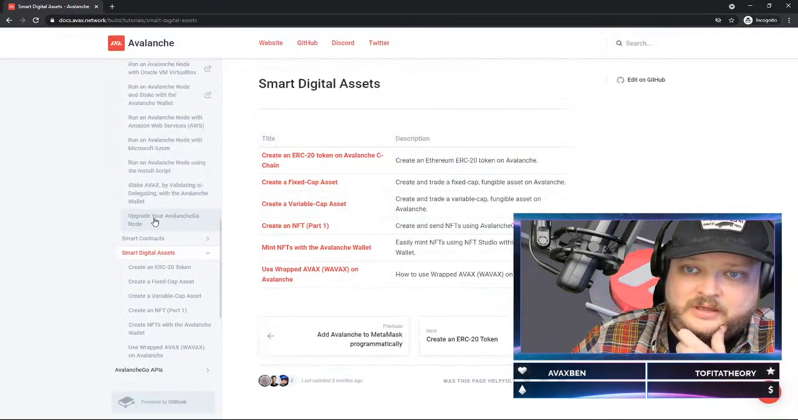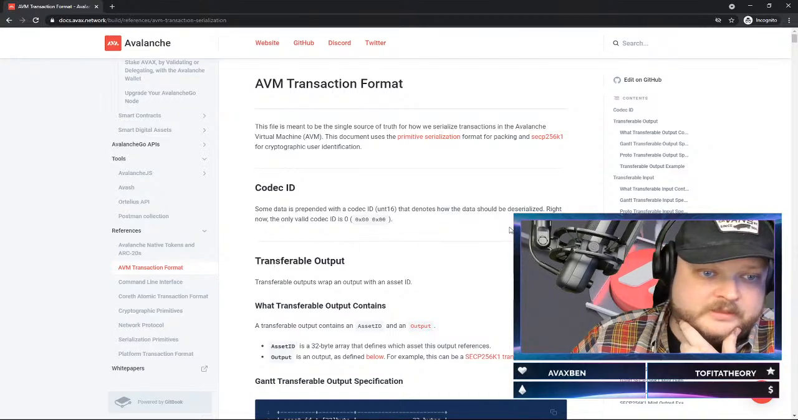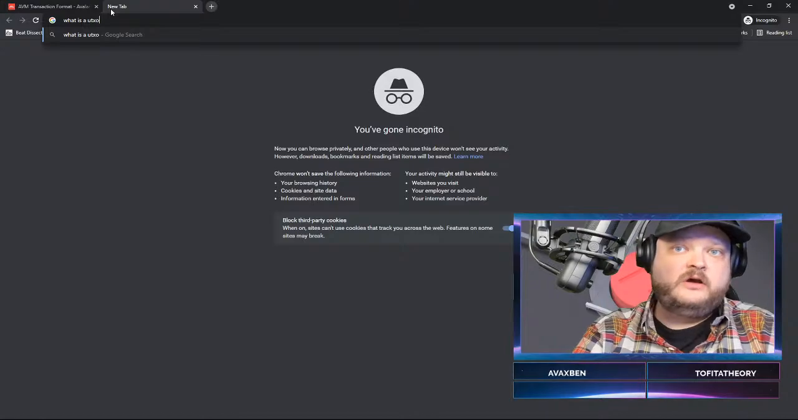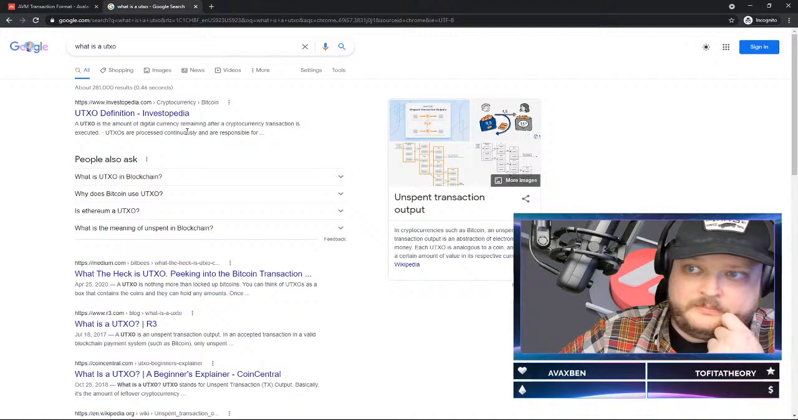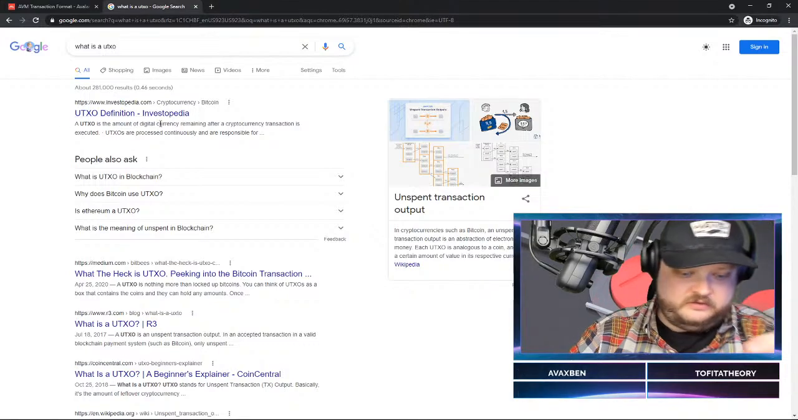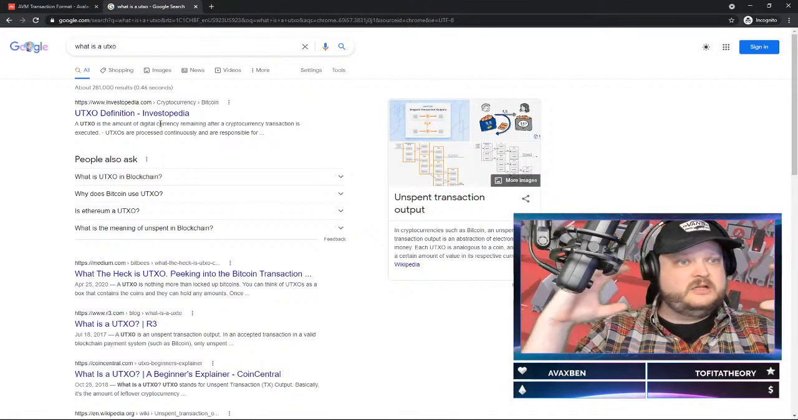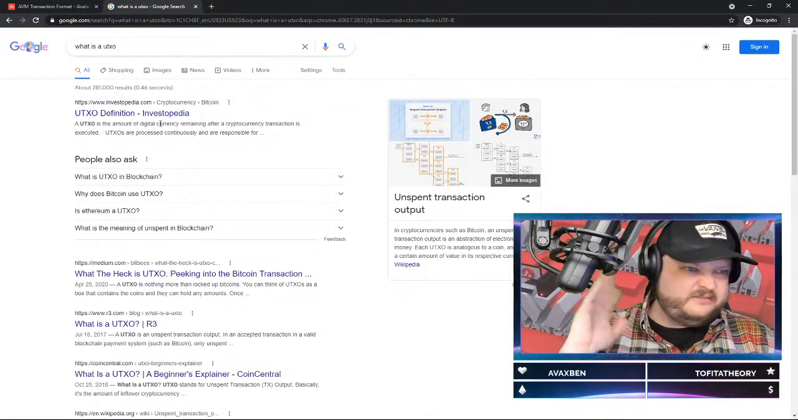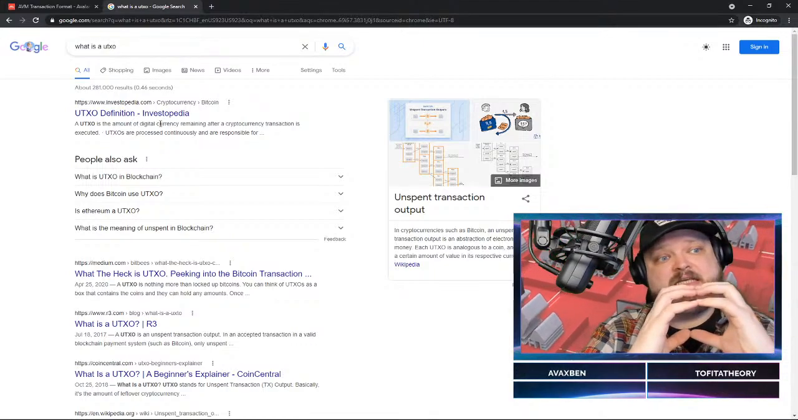But UTXO is a standard way of doing transactions. You'll see it on the Bitcoin network. Okay, so what is a UTXO? UTXO stands for unspent transaction output. Just consider UTXOs as a list of balances and owners. It's basically balance and owner, right? And it's not spent. It just exists in the chain.